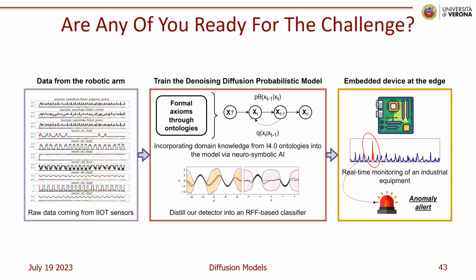So starting from the data of the robotic arm, we incorporate domain knowledge from Industry 4.0 into the model via neurosymbolic AI. We distill our detector using a random Fourier classifier in order to have real-time monitoring on industrial equipment.